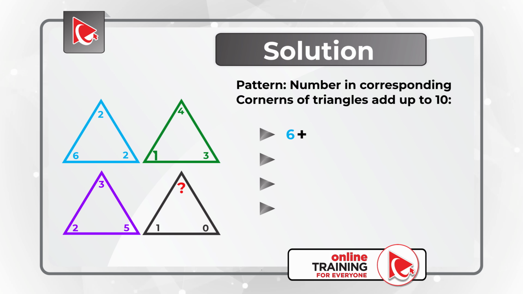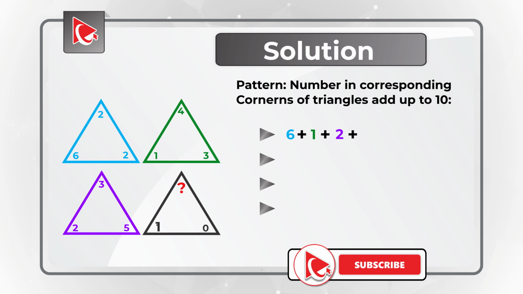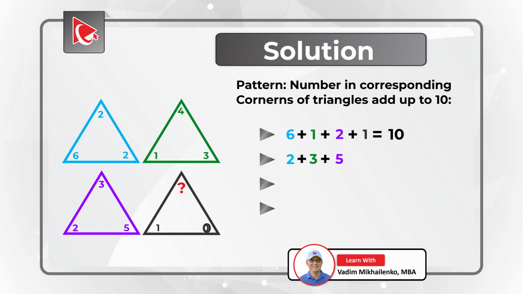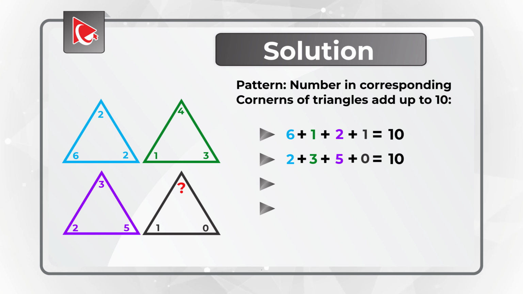6 plus 1 plus 2 plus 1 equals 10. Let's go to the bottom right corner of the triangle. 2 plus 3 plus 5 plus 0 is also 10.